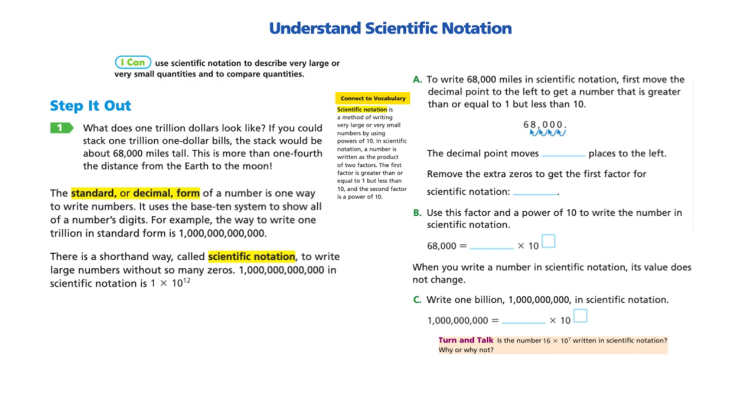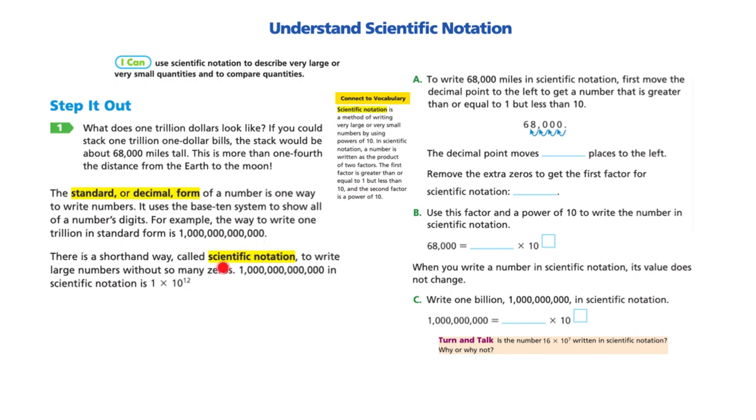If you could stack 1 trillion $1 bills, the stack would be about 68,000 miles tall. That is more than 1/4 of the distance from the Earth to the moon. That's pretty tall. So the standard or decimal form of a number is one way to write numbers. That's just the standard form. It uses the base 10 system to show all the numbers' digits. For example, the way to write 1 trillion in standard form is like this, with all those zeros.